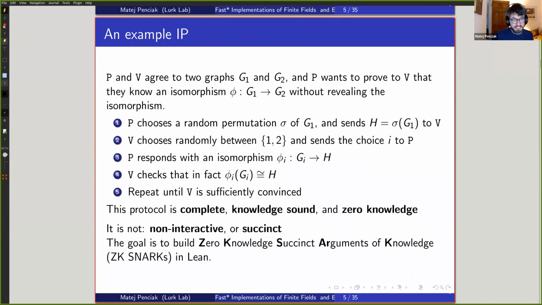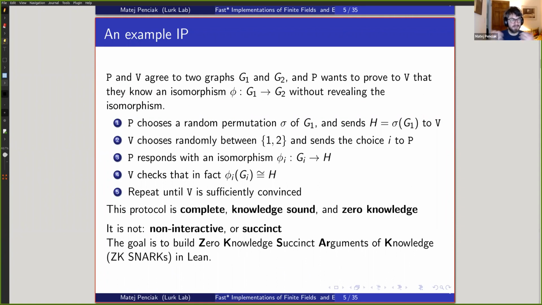Now, things that this protocol doesn't satisfy: it's interactive, so it is not non-interactive, and it's not succinct. If you're thinking about this as something like adjacency matrices, and these graphs as very large graphs, the prover is sending a very big blob of data over to the verifier. And furthermore, if you're sending over isomorphisms in step 3, you're sending an even bigger blob of data, right? So this protocol is neither non-interactive nor succinct.